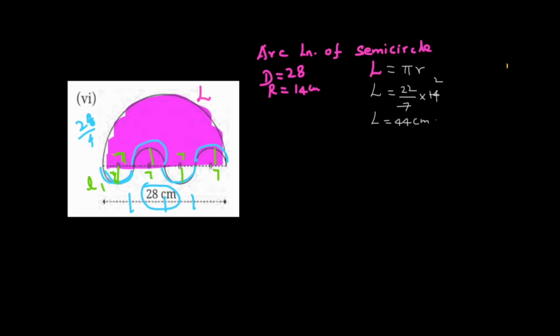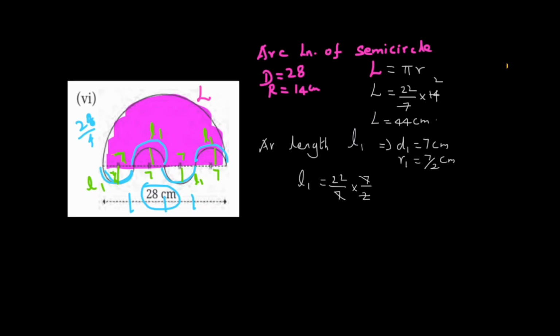Suppose I am going to take L1 for each. So 4 L1s are there. For L1, arc length, we have diameter D1 as 7 centimeter, so radius R1 is 7 by 2 centimeter. L1 semicircle's length is pi R, 22 by 7 into 7 by 2. 7, 7 cancel, 2, 2 cancel, 11. So 1 L1 is 11 centimeter.